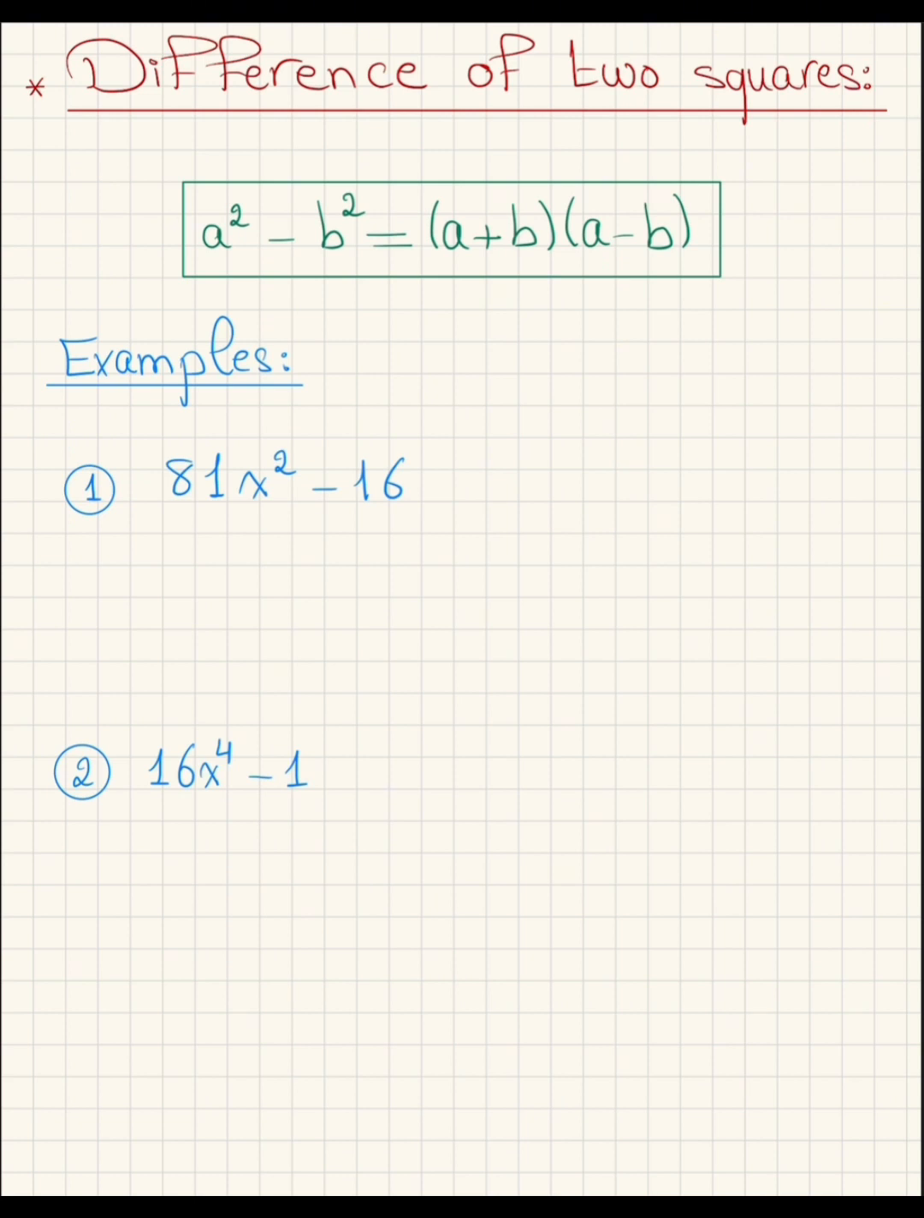In example 1, we have 81x to the power of 2 minus 16. So of course I must have a minus in the middle because it's a difference. Is 81x to the power of 2 a perfect square? Yes, it is.